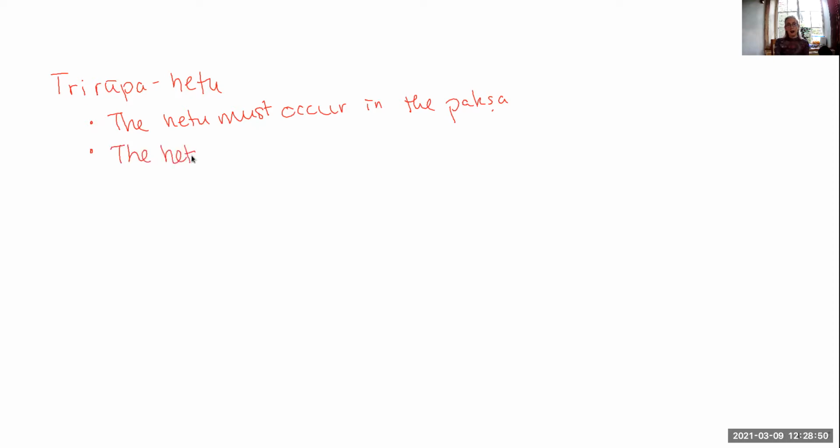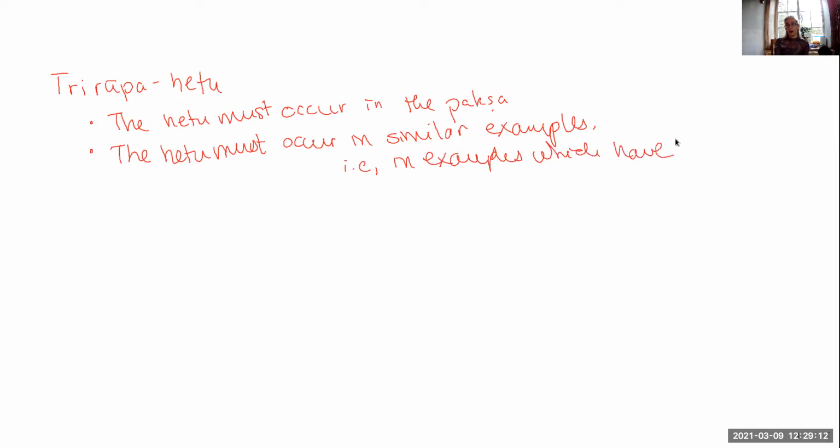Second, the hetu must occur in similar examples. So what is meant here is that there have to be other examples that have both the ground property and the target property. So we can gloss this, i.e., in examples which have the sadhya. So that is a positive statement. There have to be other instances of the hetu and the sadhya occurring together.